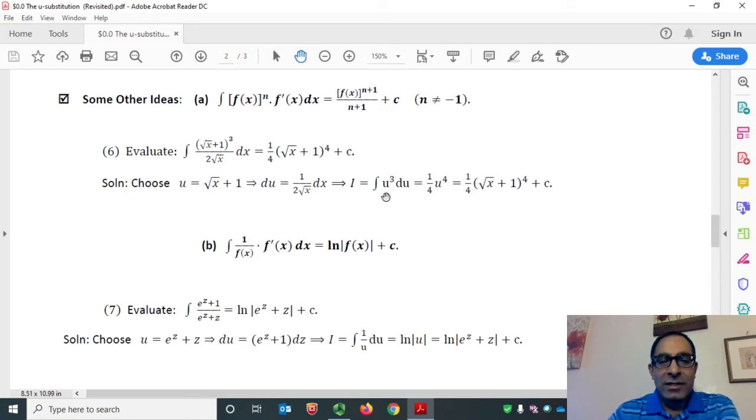Then we can easily integrate the u cubed. So integration of u cubed becomes u to the power 4 over 4. Substitute the variable. U is radical x plus 1. So 1/4 radical x plus 1 to the power 4 plus constant of integrations. So which is here. Great.